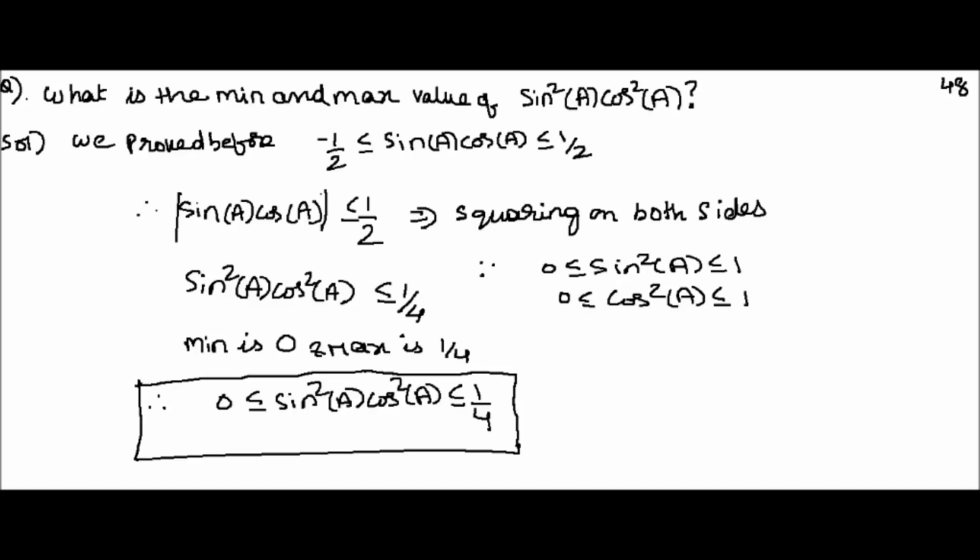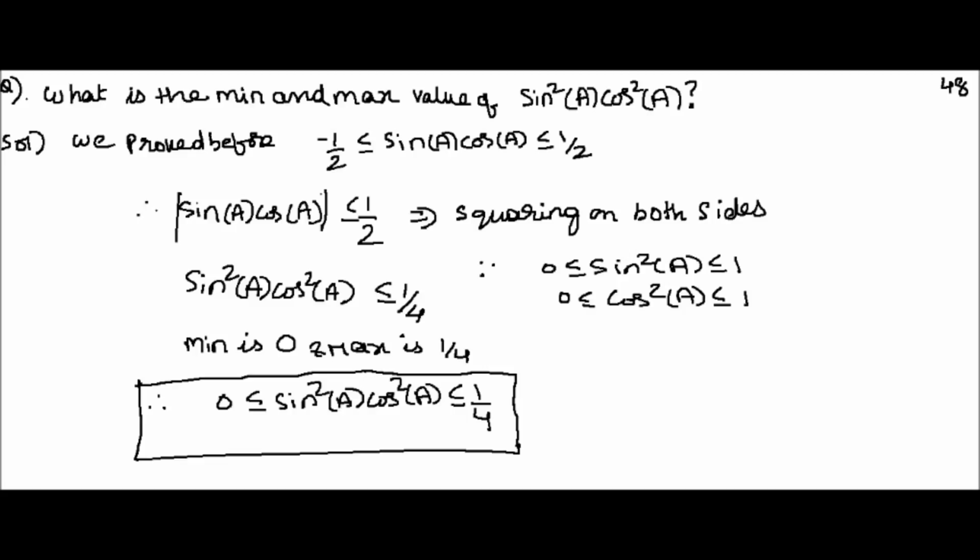Let's go to page number 48. What is the minimum and maximum value of sine square a cos square a? So this is really good. In the previous equation we proved sine a cos a is between minus half to plus half. So when you square it, then we have only positive values.